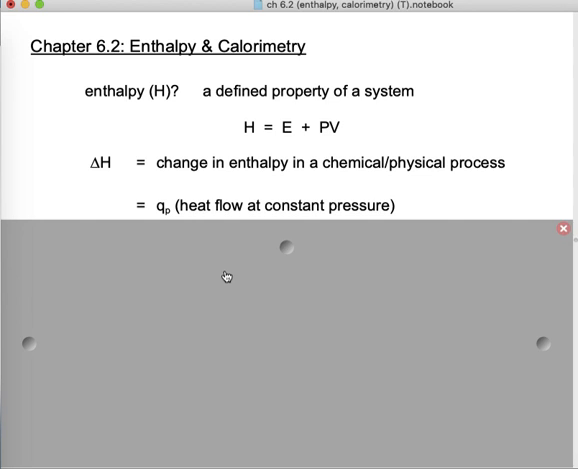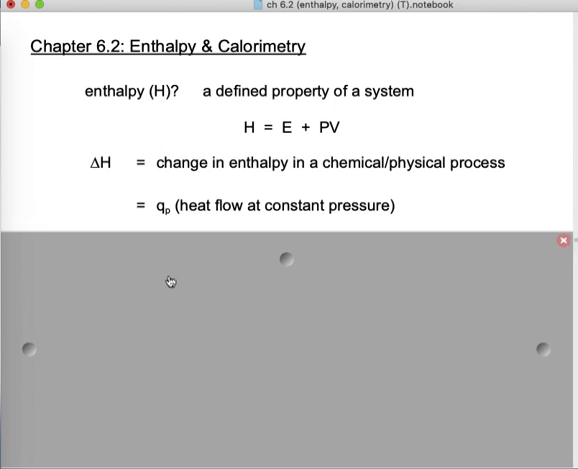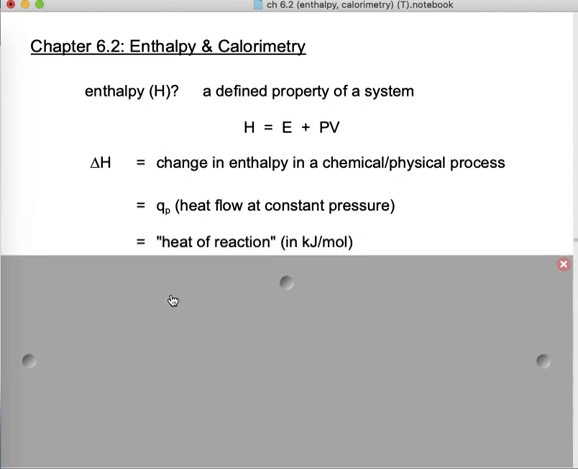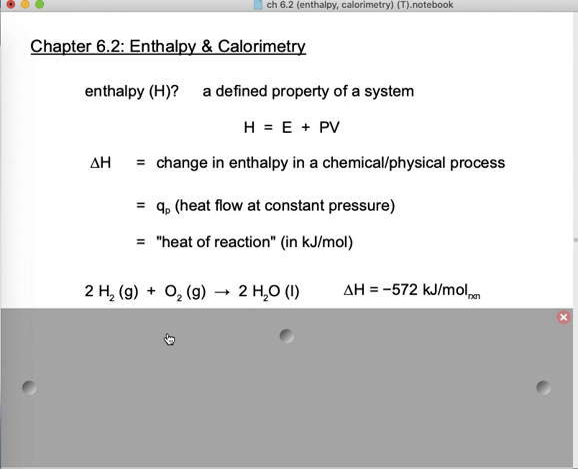So when a system undergoes a change in its heat content at constant pressure, that change is defined as the enthalpy. From a chemist's point of view, we can think of the enthalpy as the heat of a reaction in units of kilojoules per mole. Let me give you an example. If I burn 2 moles of hydrogen gas in 1 mole of oxygen gas to form 2 moles of liquid water, the enthalpy change for this process is negative 572 kilojoules per mole of reaction.